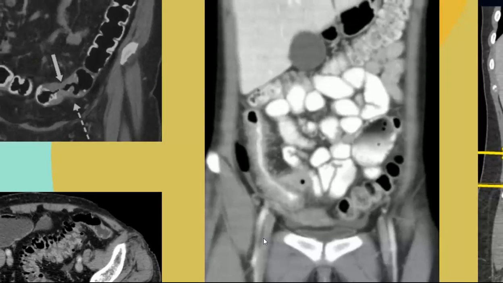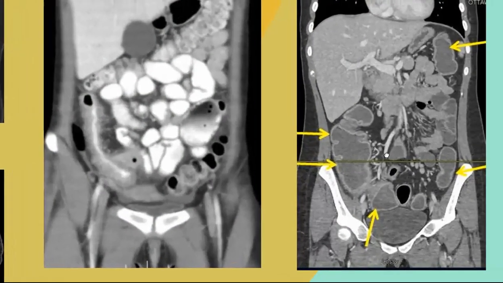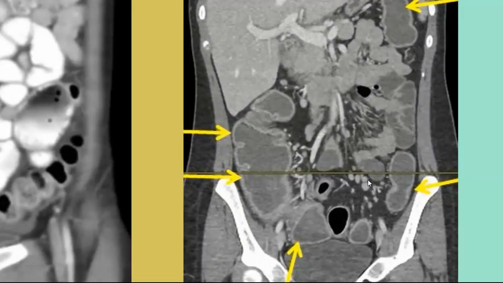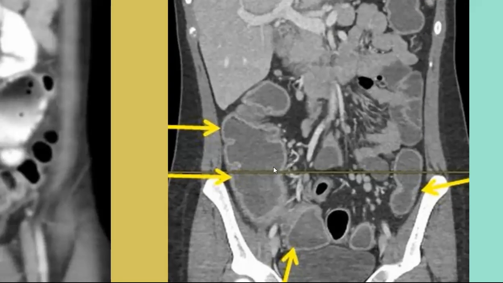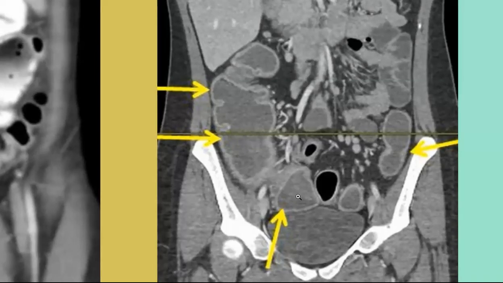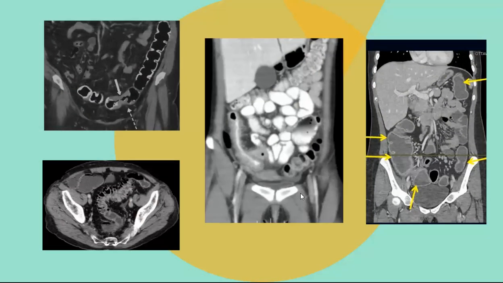Longer segments of bowel wall thickening tend to be secondary to infection, inflammatory or ischemic processes. Here we see bowel wall thickening of almost the entire colon. This is ulcerative colitis. Here we see the yellow arrows pointed to the lateral wall of the cecum and ascending colon. This is the descending colon. This is the cecum. Think of an ischemic process, particularly if it corresponds to a vascular territory.